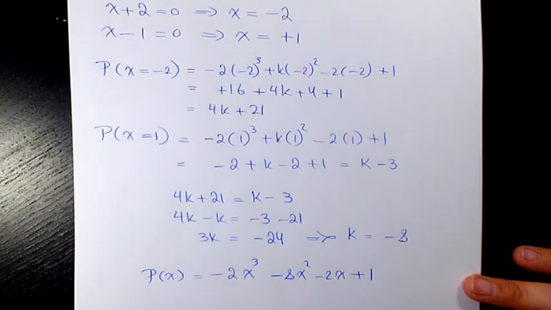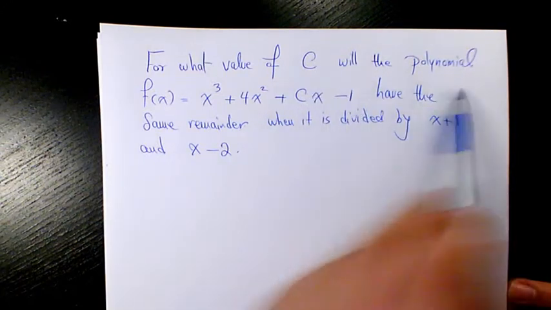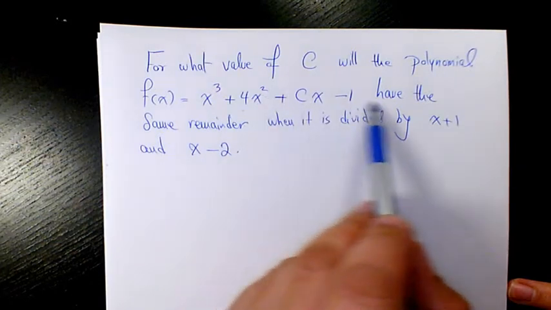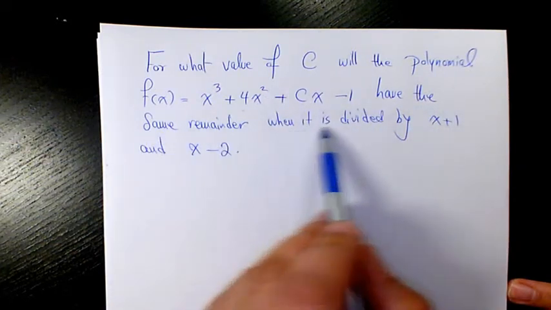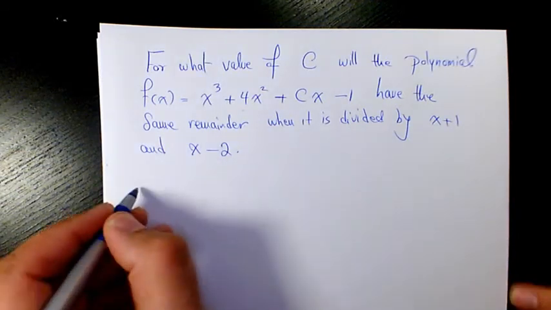That's the polynomial. Next one, it says, for what value of c will the polynomial f of x equals x cubed plus 4x squared plus cx minus 1 have the same remainder when it is divided by x plus 1 and x minus 2.